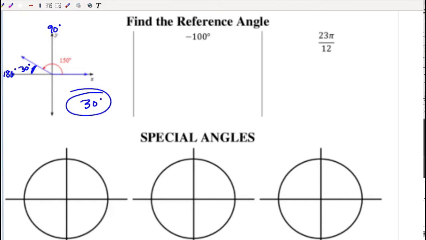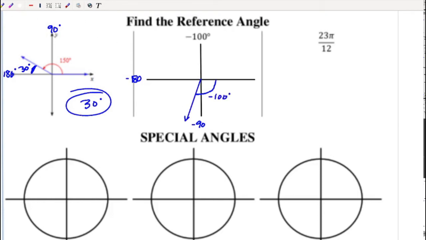Negative 100 degrees. So in order to do this, I am going to actually draw my own picture. Quickly sketch in a set of axes, and negative 100 is going to go backwards, so it's going to go downwards first. This would be negative 90 and negative 180. So negative 100 is going to be just beyond negative 90. So that would be my angle drawn in standard position, negative 100.